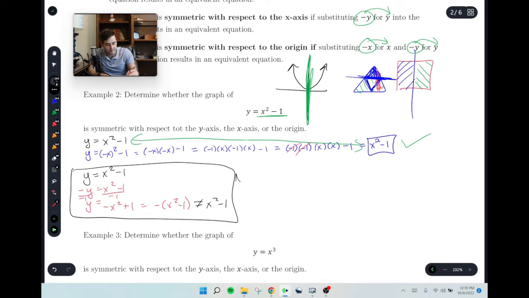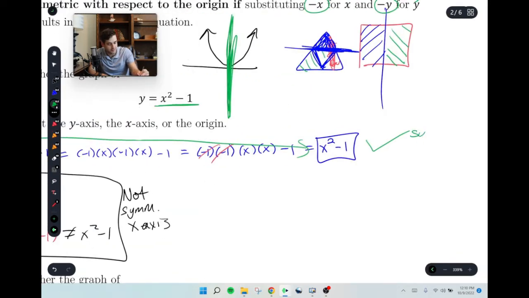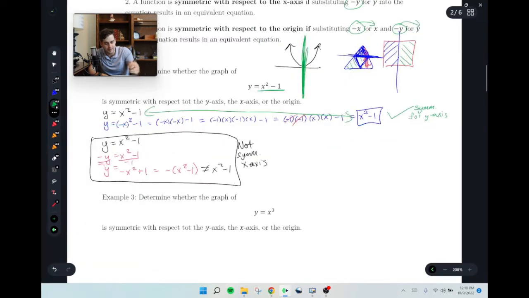All right, last. So that's not the same. So that means not symmetric about the x-axis. I probably should have mentioned this when I did the first one. That check mark right there means that it's symmetric for the y-axis. Awesome.